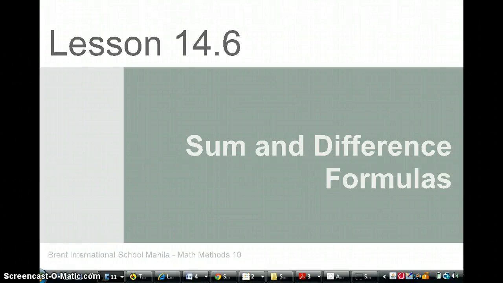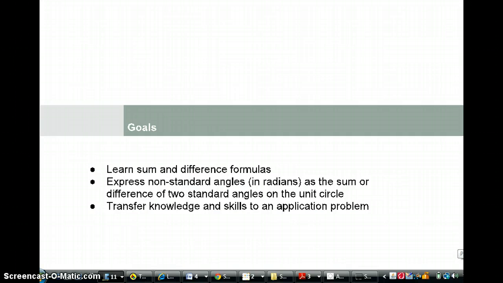Lesson 14.6, Sum and Difference Formulas. Today we will be learning a few new formulas, and really we will see many different angles either expressed in degrees or radians. These angles are non-typical angles, and we will want to express these as either the sum or difference of two known angles or standard angles on the unit circle, and then finally try an application problem to apply our knowledge.